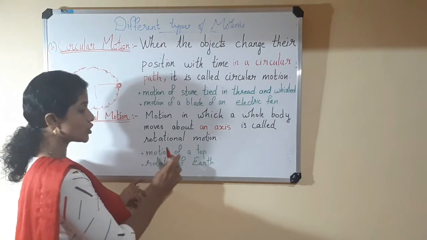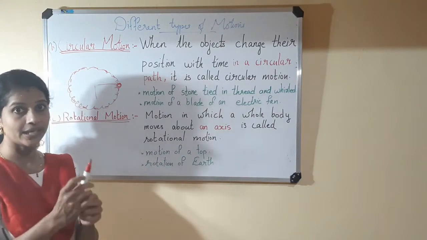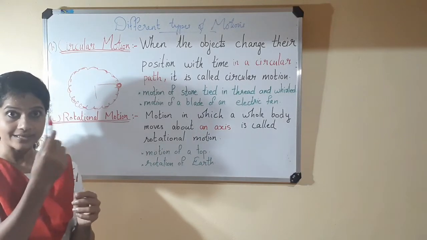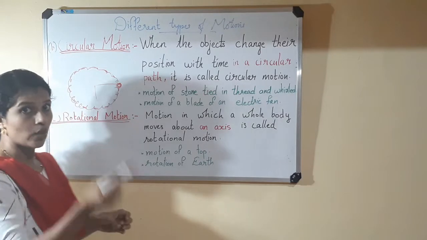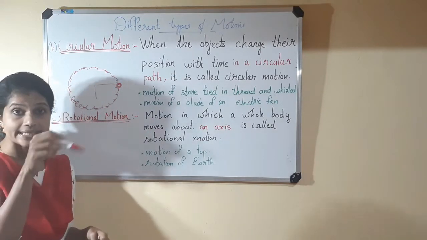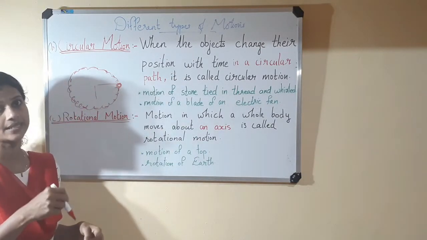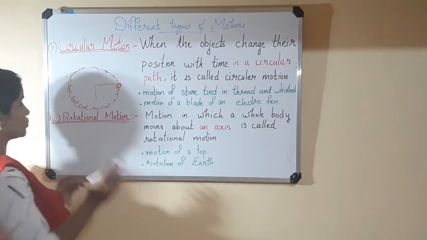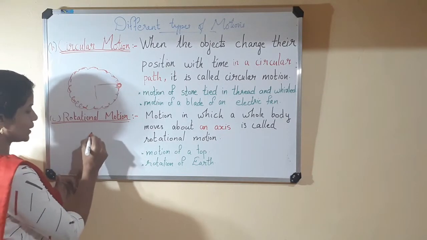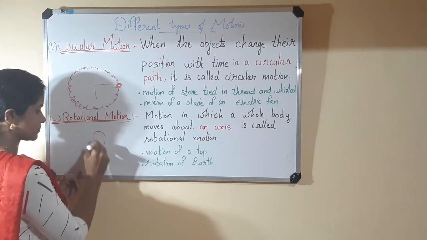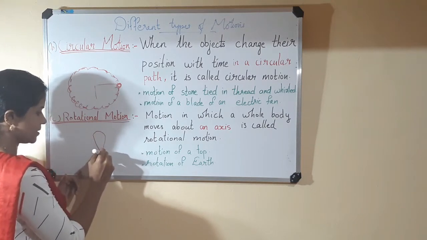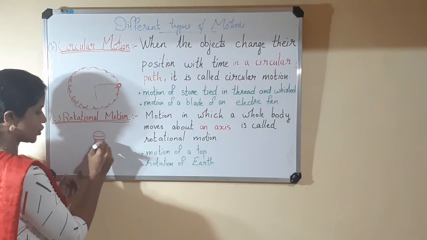For example, motion of a top. आप लोगों ने देखा है टॉप को आप लोग रोटेट करते हैं, it is moving on its own axis. Rotation of the earth, वो अपने आप घूमता है. Earth is rotating on its own axis. So उस type of motion को हम लोग बोलते हैं rotational motion. For example, you know the top, it is called the top.